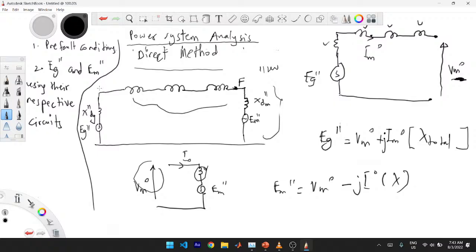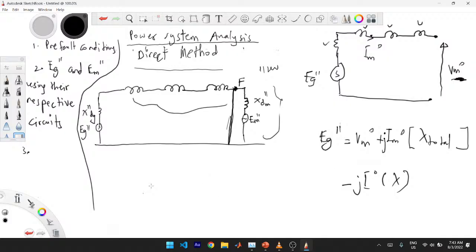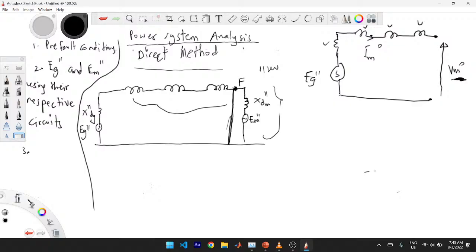So those are the steps I've written here. First, find pre-fault conditions. Second, find Ej prime and Em prime using their respective circuits. Third, now the fault has occurred. It's a short circuit fault like this. Remember we said that when a fault occurs, the generator and the motor feed into the fault. So what will this generator produce into this part? Now we have our Ej prime and Em prime.